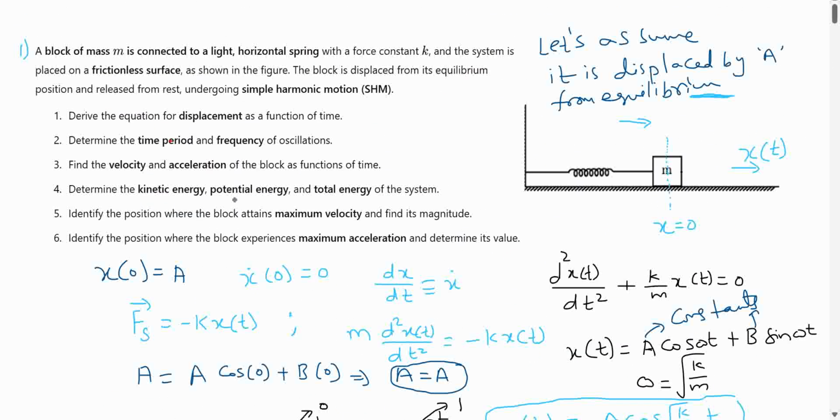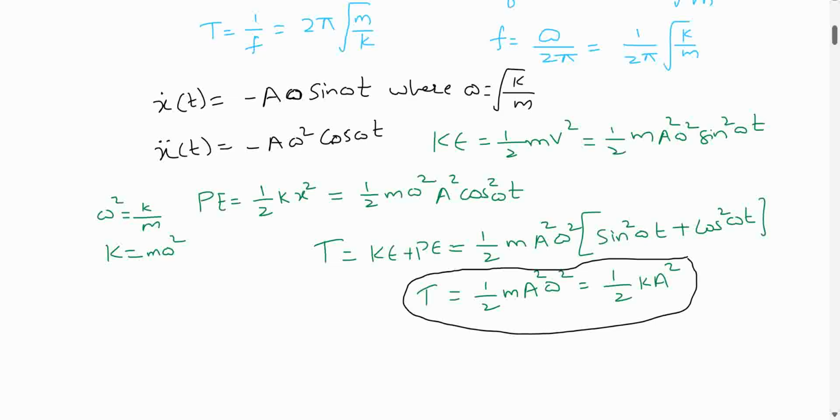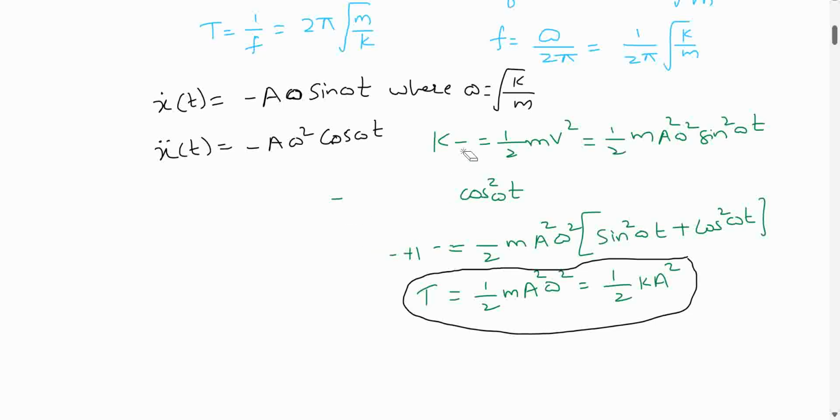So we have done with the fourth. Fifth one is we have to identify the position where the block attains maximum velocity, and we have to find its magnitude. Also, we have to identify the position where the block experiences maximum acceleration and also determine its value. Yeah, so we have expression for velocity and acceleration here. So I'm just wiping out this so that we can work the fifth and sixth question.